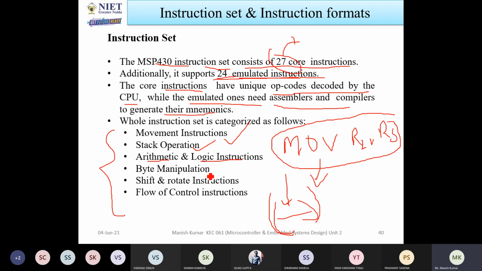And the next is byte manipulation. With the help of some instructions, you can manipulate a single byte, meaning you can set or reset only one bit.